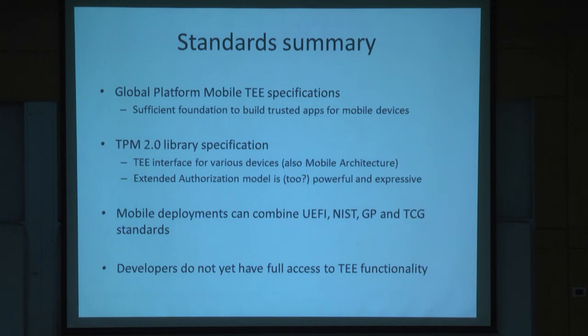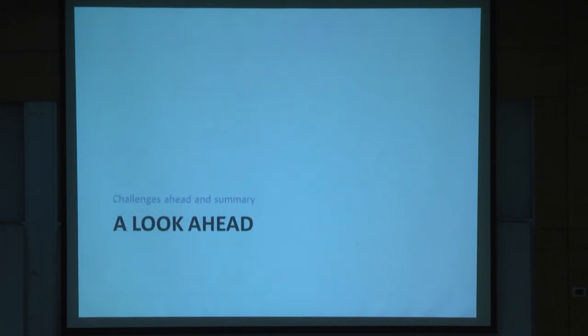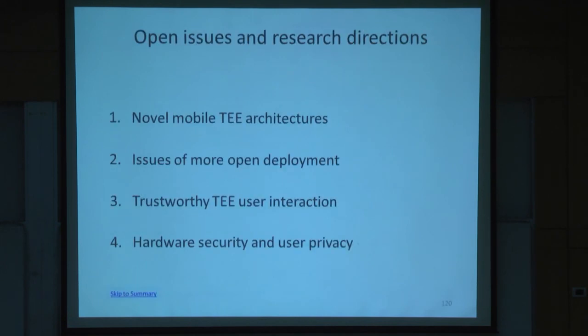So in the last 7 or 8 minutes or so, I want to tell you about some of the issues that are still open, where researchers are working on this, but there is no real solution. The first one: we talked about these 3 mobile architectures, but there could also be new types of mobile TE architectures. How can that be used? How does that fit into this architecture? This is one. The issue of open deployment, allowing developers to use this, is the second one. How to get trustworthy user interaction. And then what does this all mean to the user? Is this a good thing for the user, or can it also be used against the user?